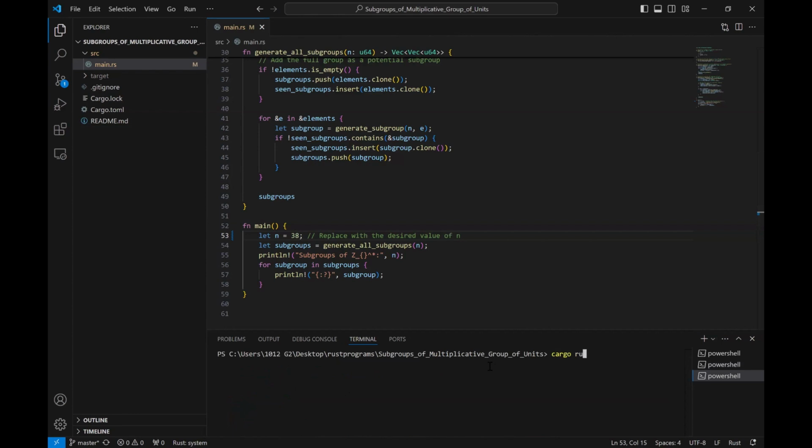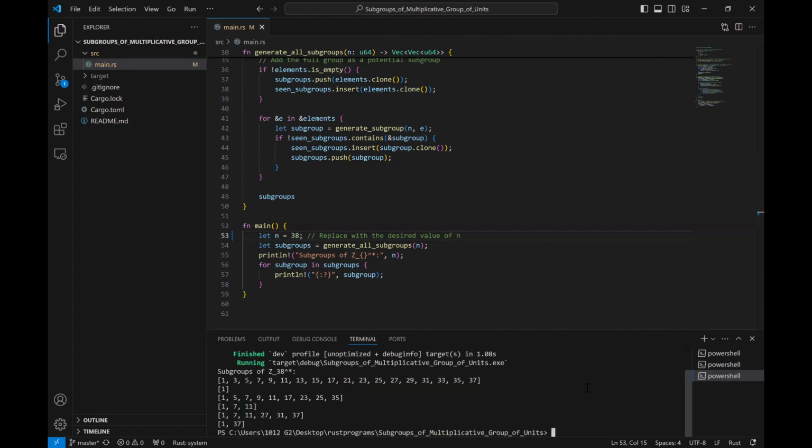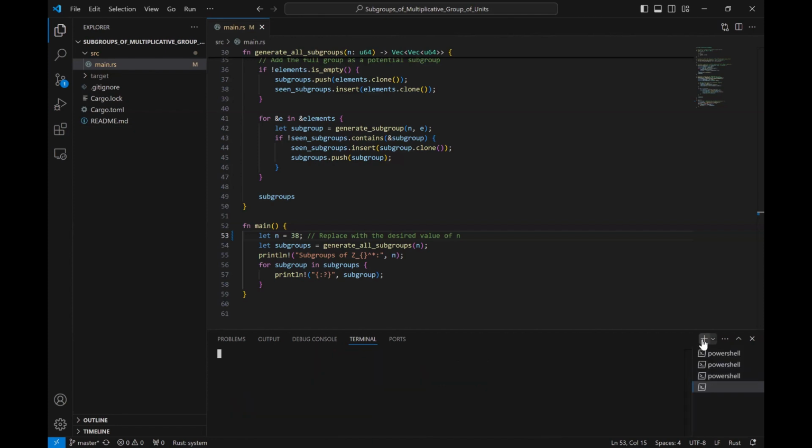Let me try 38. It begins by listing those which are relatively prime to 38, and then gives us the other subgroups. Of course, these elements are many, but you can see the subgroups are fewer because of what we explained, that some elements would generate similar subgroups. Is that okay? And so because of the hash set, it's avoiding that repetition. You don't need to have subgroups repeated.